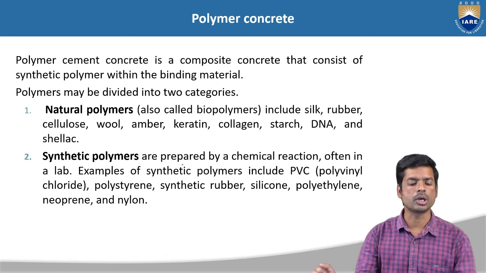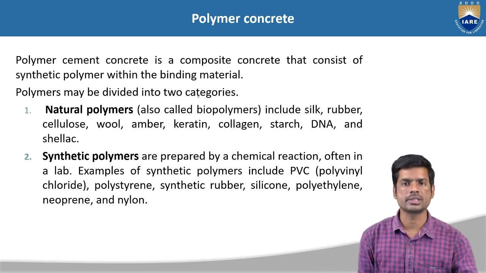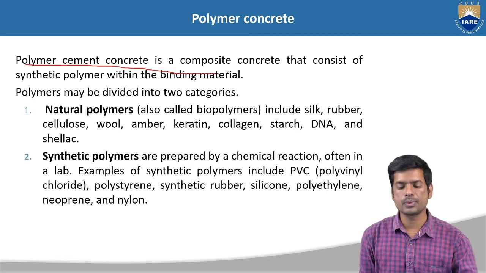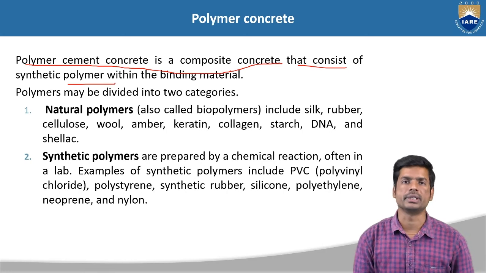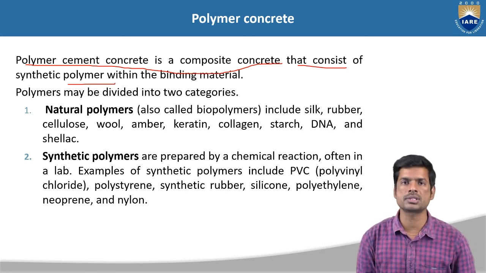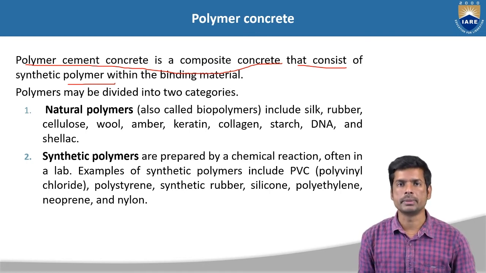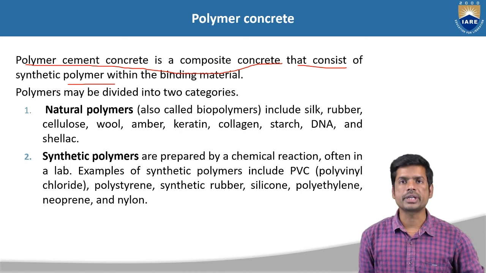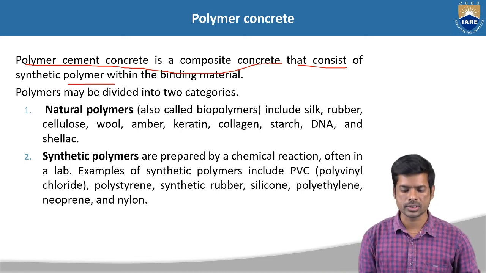And next, coming to the polymer concrete. Polymer concrete is a composite concrete that consists of synthetic polymers within the binding material. So here we are going to use some polymers, which may be natural or synthetic. By using those polymers, we are going to prepare the concrete material. Here we have different types of polymers. What are the polymers we are going to discuss now?